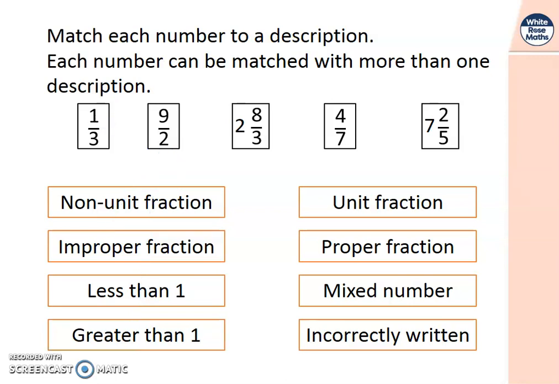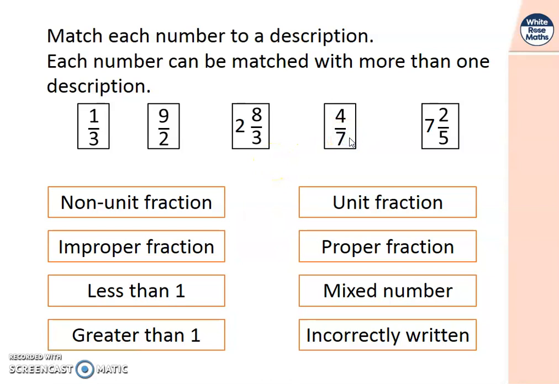Let's have a look at the next one, 2 8/3. What do you notice about it? Well, you should have noticed it's greater than 1, but you should also have noticed that when it is a mixed number, you cannot have the fraction part being greater than 1 whole one. This cannot be greater than 1, so it is incorrectly written. What should that be? Well, 8/3 would be the same as 2 whole ones and 2/3. So it's another 2 whole ones onto there, which is 4 whole ones and 2/3.